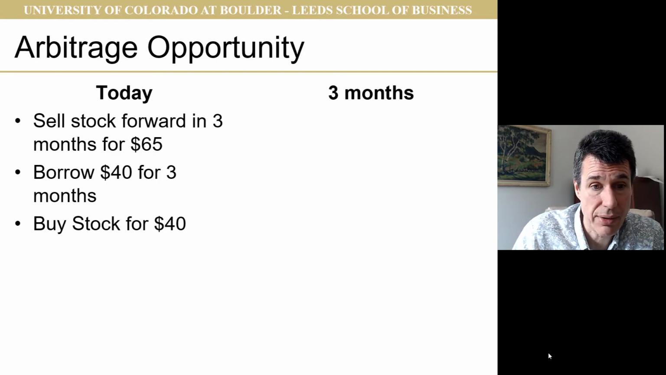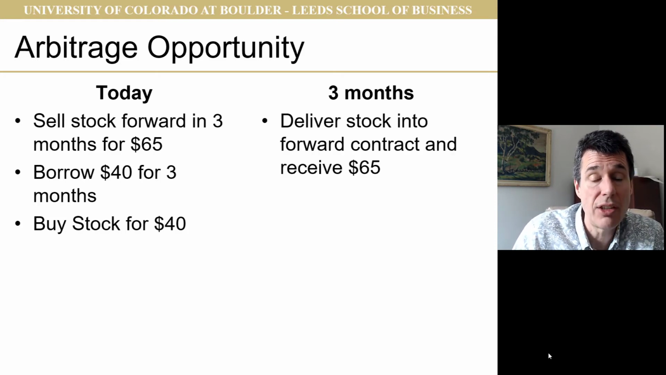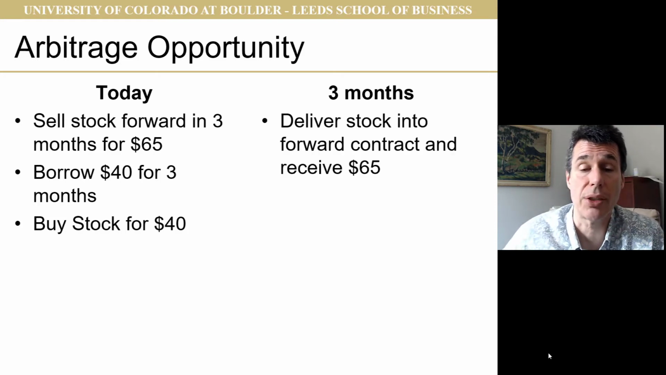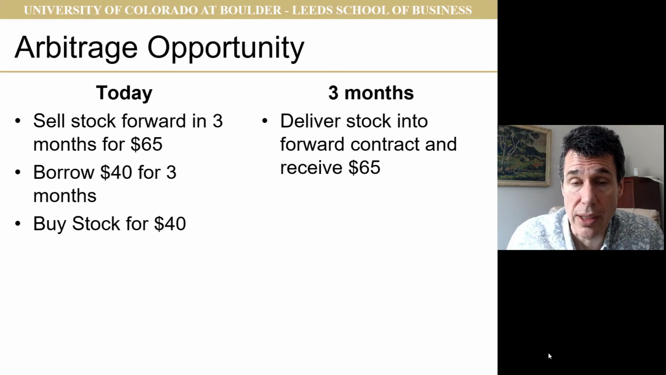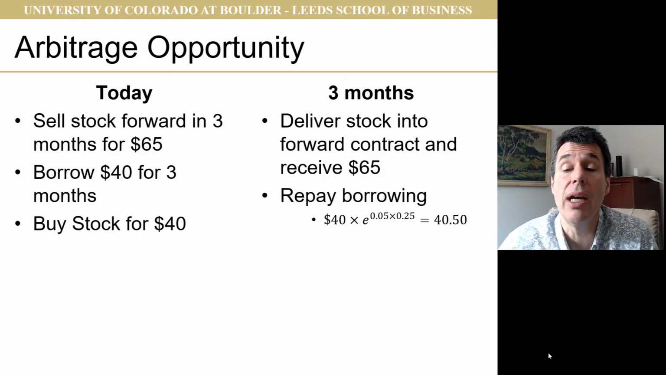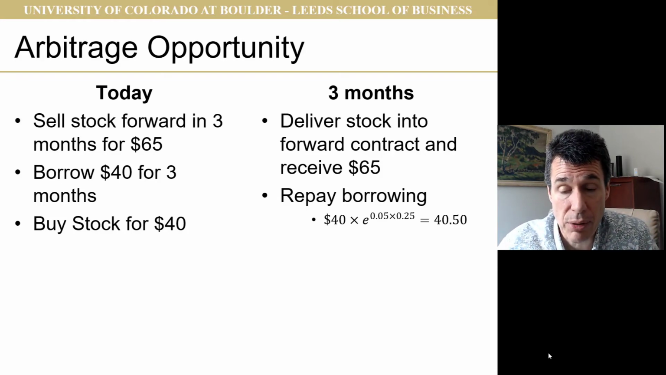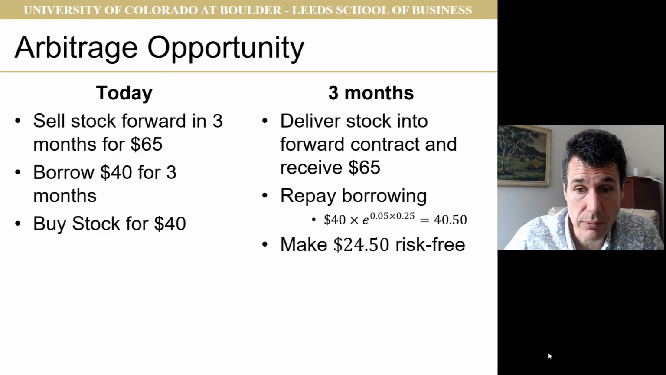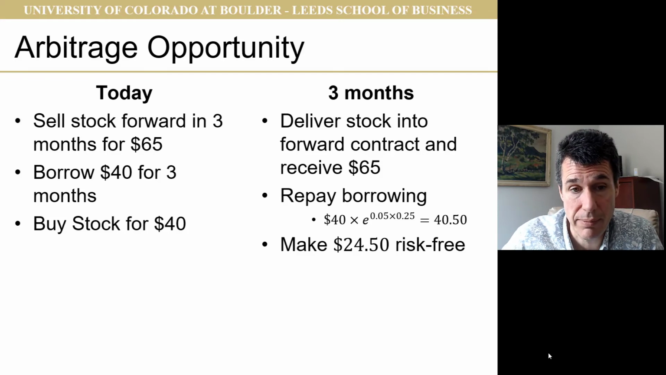In 3 months, we have to do a bunch of things. We own the stock, so we're going to deliver the stock into the forward contract. Our counterparty agreed to pay us $65, so they give us $65. We have to repay our borrowing. The borrowing is $40. Interest rates were 5% for three months, a quarter of a year, so that's $40.50. We just made $24.50 risk-free.